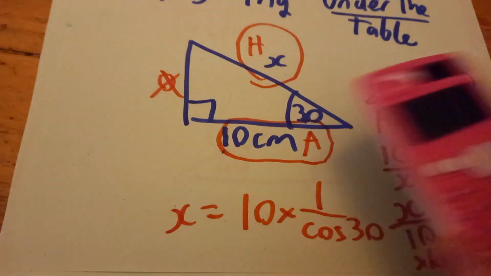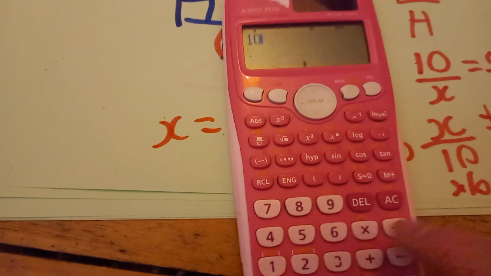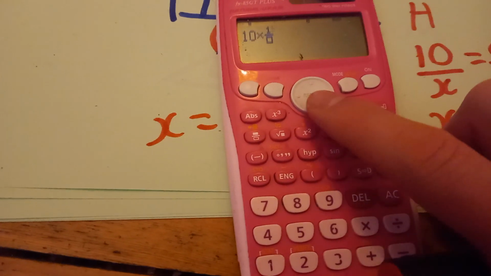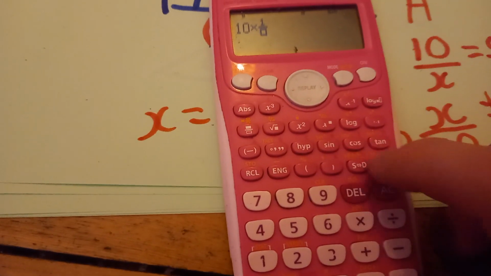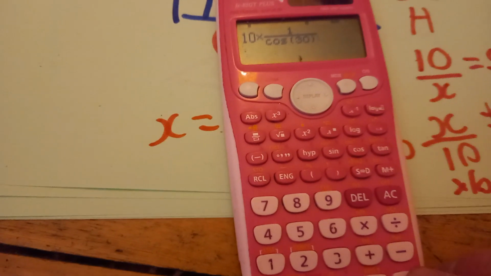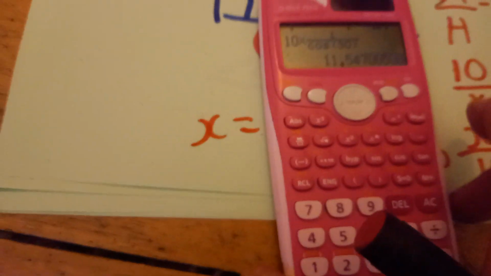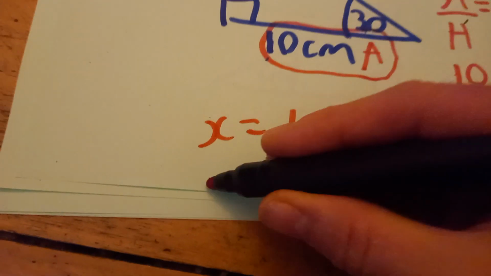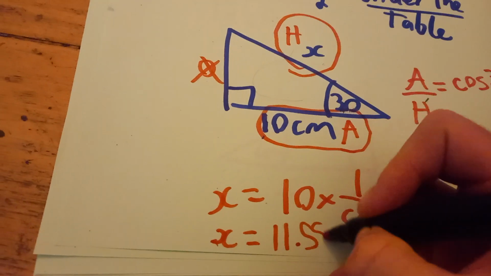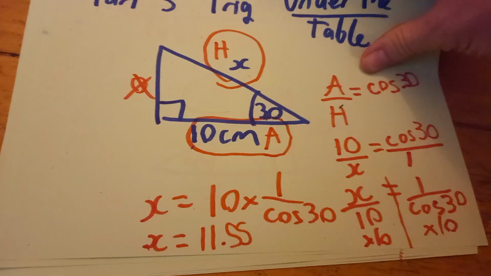And as always, I'm going to type this into my calculator. It's a bit more of a fiddle. So 10 times this button here, 1 over cos 30. Put in the brackets, press equals, and we will have a number. Remember, convert it. 11.55. X equals 11.55. First question done. Okay, really quite simple, right?